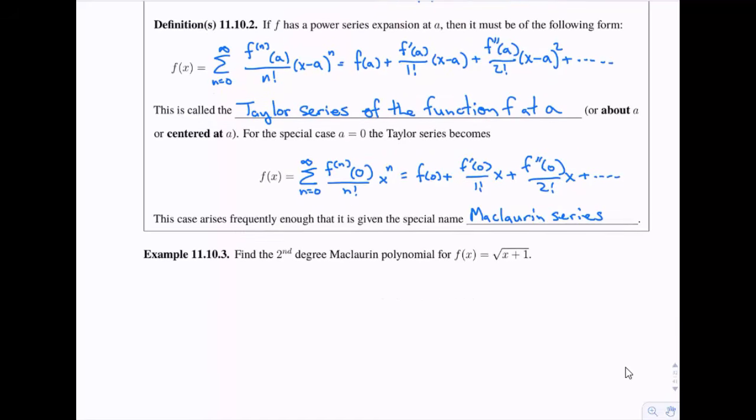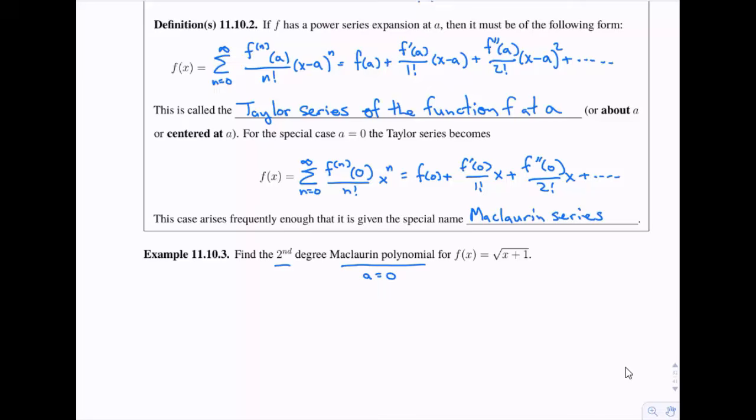Okay, so let's go ahead and try to apply some of this stuff. We're going to try to find a second degree Maclaurin polynomial for f of x equals the square root of x plus 1. So basically we're going to stop when we hit a degree 2 polynomial. We're not going to figure out the infinite series, not yet. So again, when you see this word Maclaurin, this automatically means a equals 0. So this tells you some stuff.